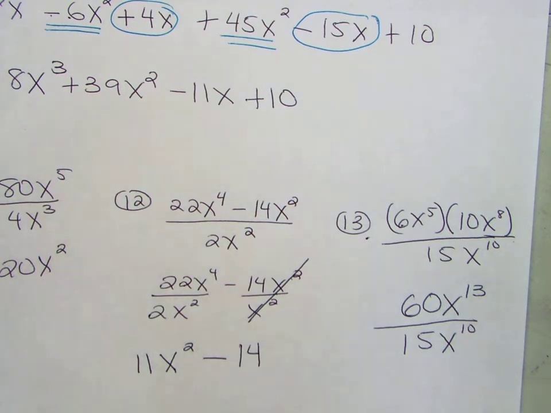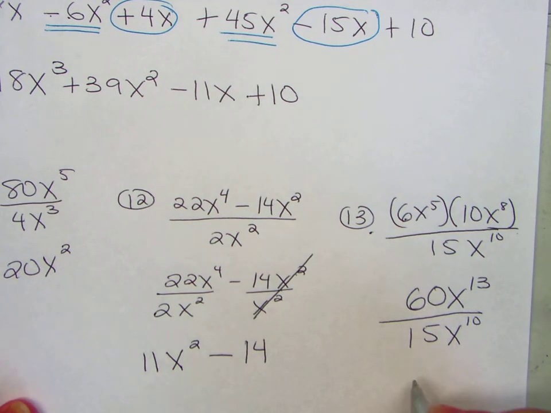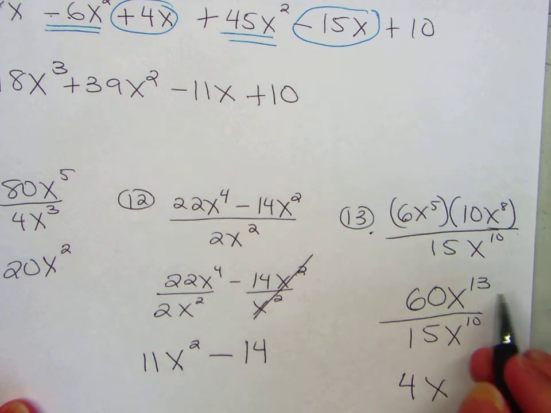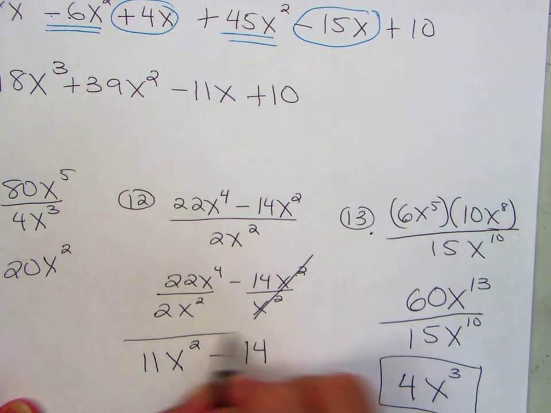All right? So here, 60 divided by 15 is 4. 13 minus 10 is 3. And that's the answer. Okay?